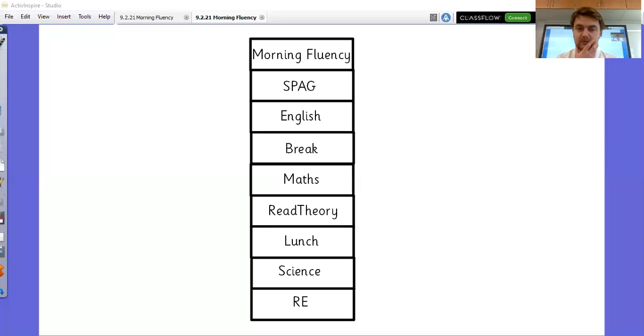Now let's have a look and see what we are doing today before my head appears from behind me. Okay, so we've got morning fluency, then SPAG, English, maths, read theory, science, and RE today. Science is a continuation of what you were doing yesterday, and RE is also a bit of an assessment of what you guys have learned from this topic.